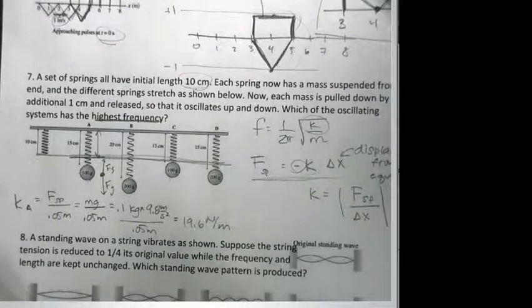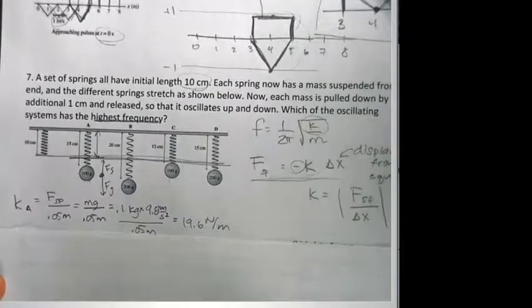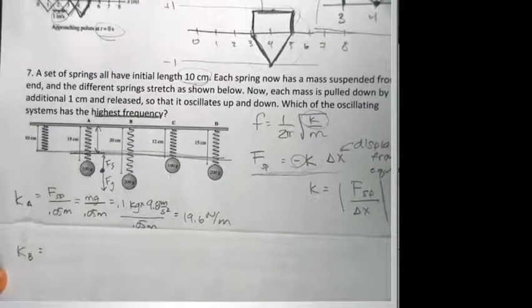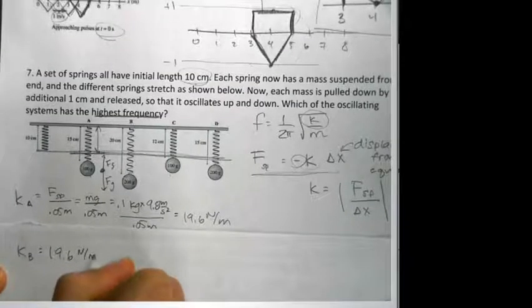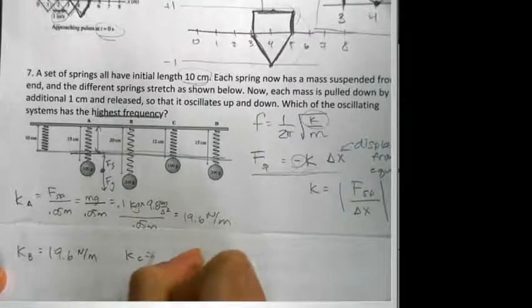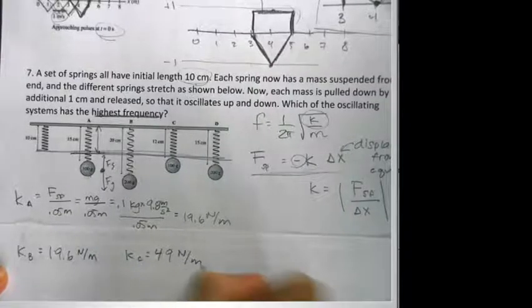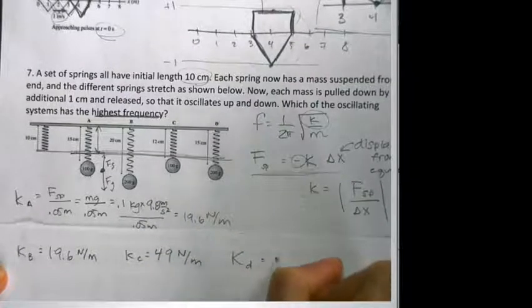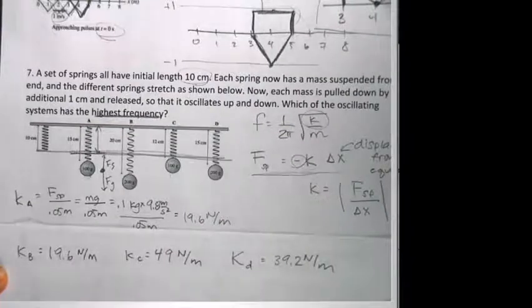I am running out of space, so let me pull up another piece of paper. We'll go ahead and do the same thing for B. When you use B, I got 19.6. When I did C, I got 49. When I did D, I got 39.2.